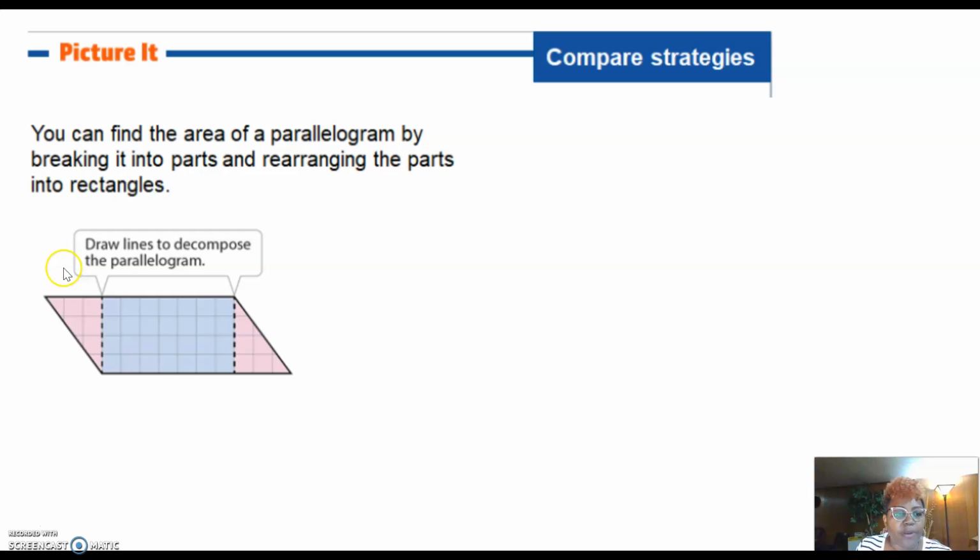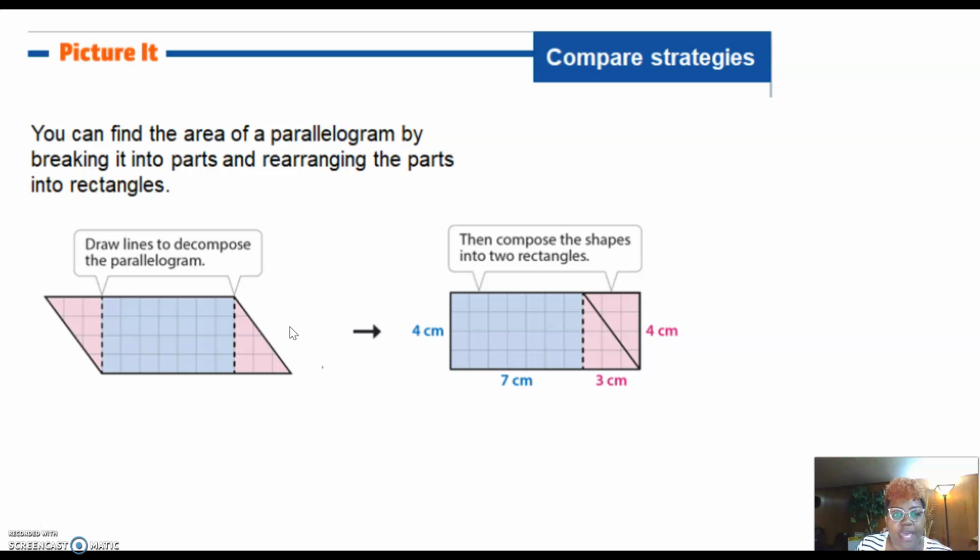So here's a parallelogram. What we did here is we drew lines to decompose the parallelogram. And decompose just means to cut it up, basically. So if you see, the pink shapes on the end become triangles, and then we have a rectangle in the middle. So it's still a parallelogram, but we're cutting it up into shapes that we recognize or that we know. Then once we have that, we compose, or rearrange, put those parts back together into two rectangles.